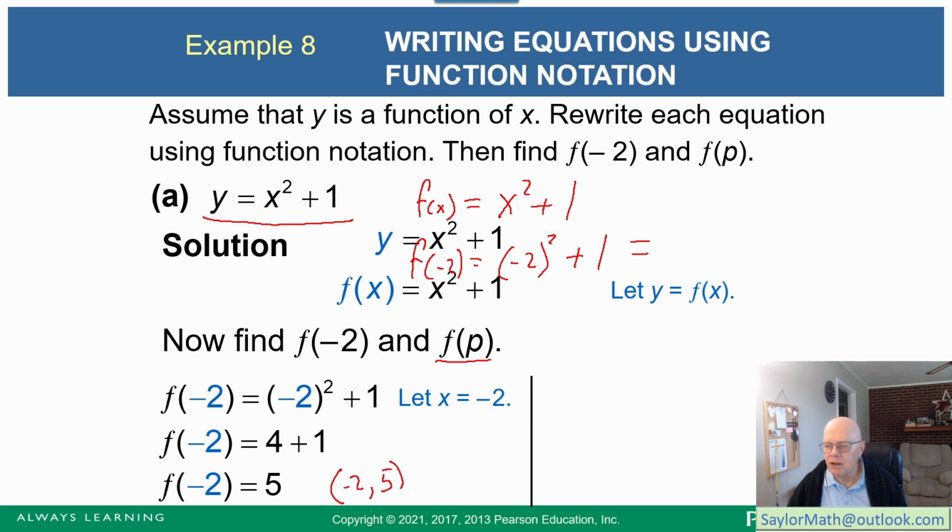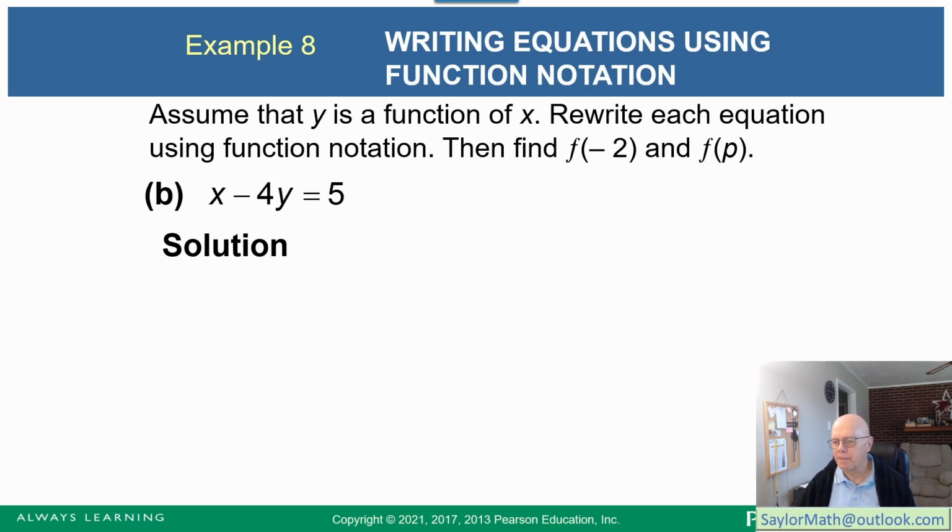How about f of p? We'll just put p in f where the x's are. And there you go. That's f at p. Next up, rewrite each one using function notation. Then find f of negative 2 and f of p. All right, so we'll take the x minus 4y equals 5. I want to get y equals. So the first thing I'm going to do is I'm going to subtract x from both sides.